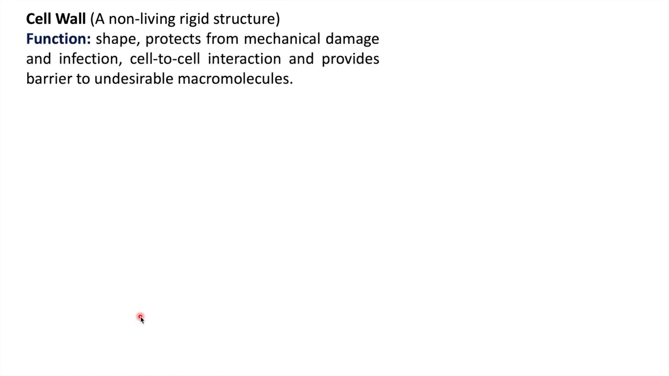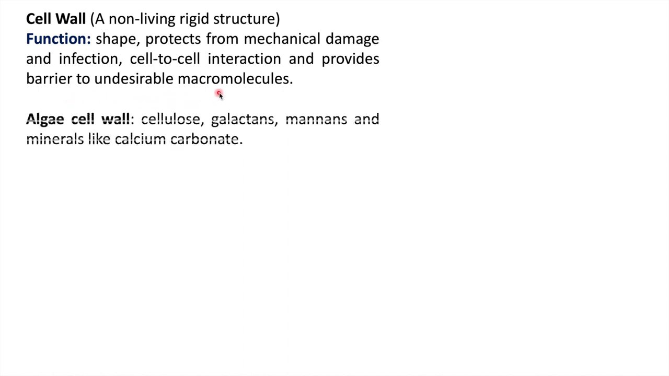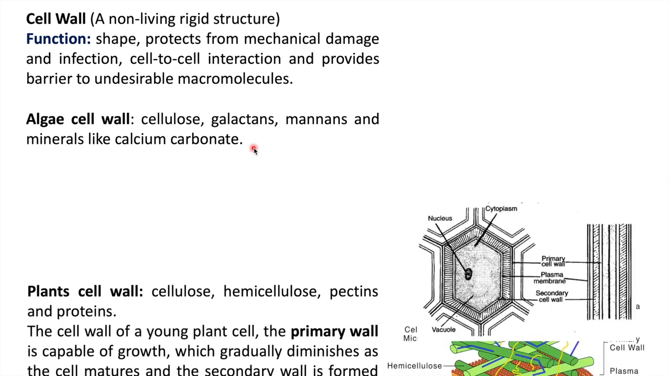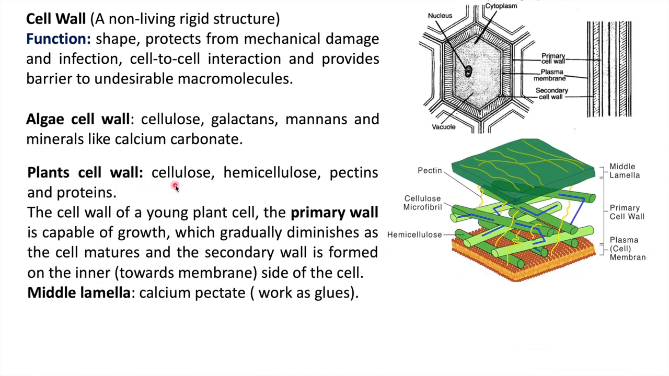Finally, we will study the cell wall. We know the cell wall is a rigid structure present in the plant cell, and its main function is to protect the cell from mechanical damage or infection, and also it gives shape to the cell. It also helps in cell-to-cell interaction and provides a barrier to undesirable macromolecules. Algal cell walls are made up of cellulose, galactans, mannans, and minerals like calcium carbonate, while the plant cell wall is made up of cellulose, hemicellulose, pectin, and protein. So the plant cell wall is made up of mainly three components.